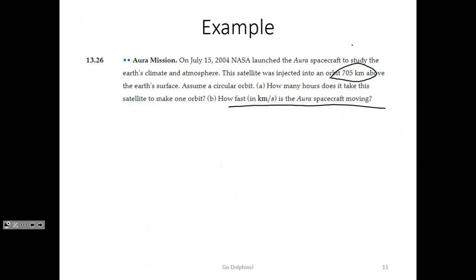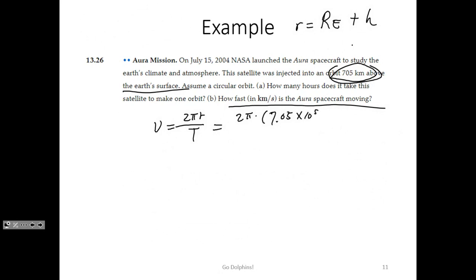Now after you find the T, finding the speed is simple. v should be 2 pi r over T, and of course r is the radius of Earth plus orbit height, which is from the satellite to Earth's surface. Plug in all the numbers. This is my 2 pi r over T, in meters per second.